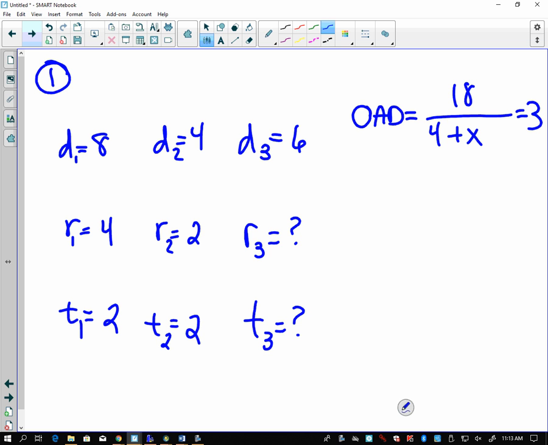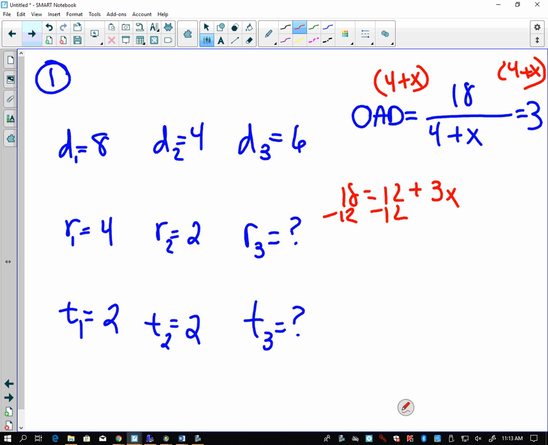What do I need to do to solve? Really, we're solving for time right now. Get x by itself, but to do that I need to get that 4 plus x out of the denominator, right? So I'm going to multiply by 4 plus x. Okay, so I'm getting 18 equals 12 plus 3x. Subtract 12, so I'm getting 6 equals 3x. Divide by 3, x equals 2, right?